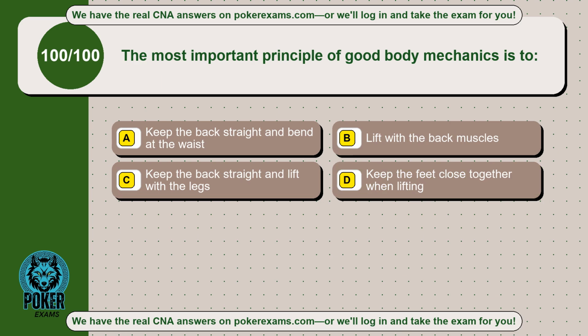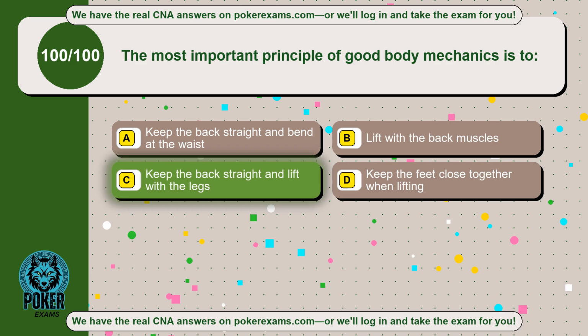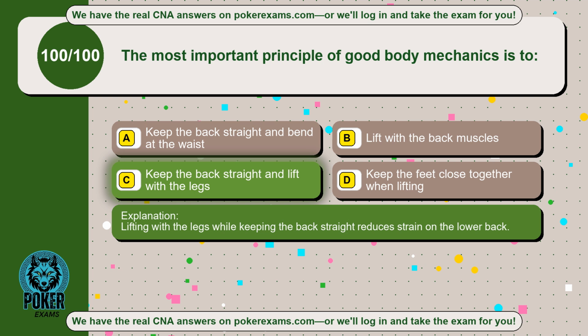Question 100. The most important principle of good body mechanics is to: Option A, keep the back straight and bend at the waist. Option B, lift with the back muscles. Option C, keep the back straight and lift with the legs. Option D, keep the feet close together when lifting. The correct answer is option C. Keep the back straight and lift with the legs. Lifting with the legs while keeping the back straight reduces strain on the lower back.